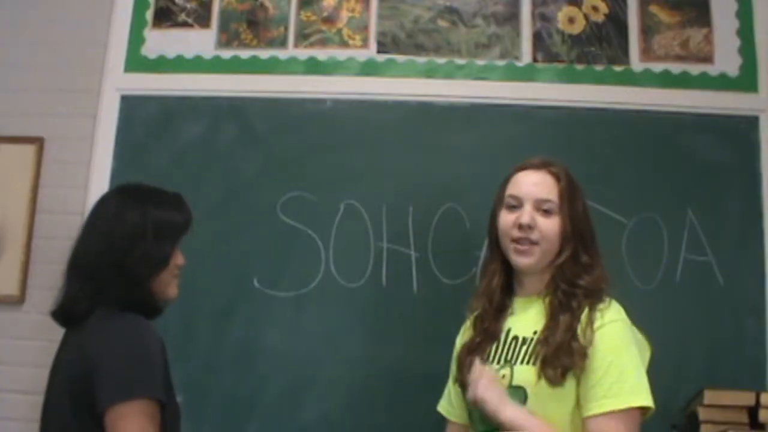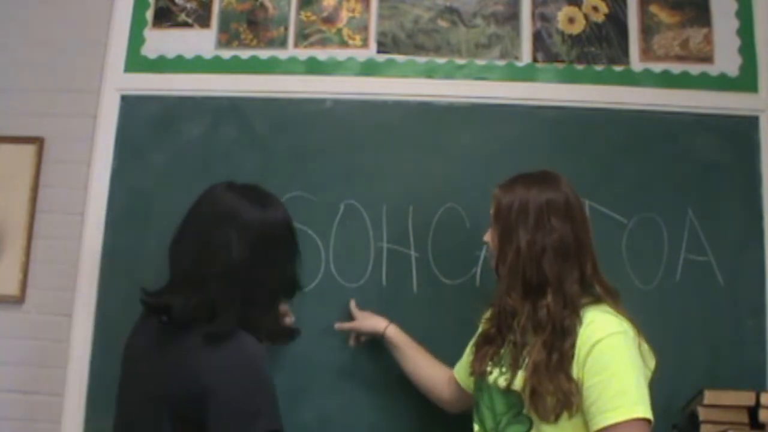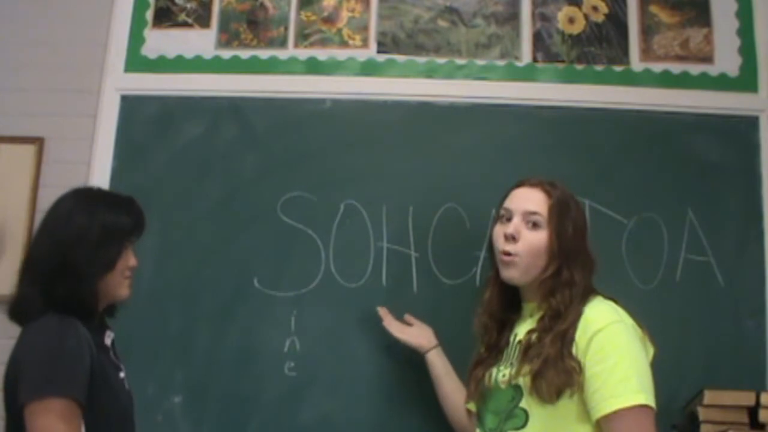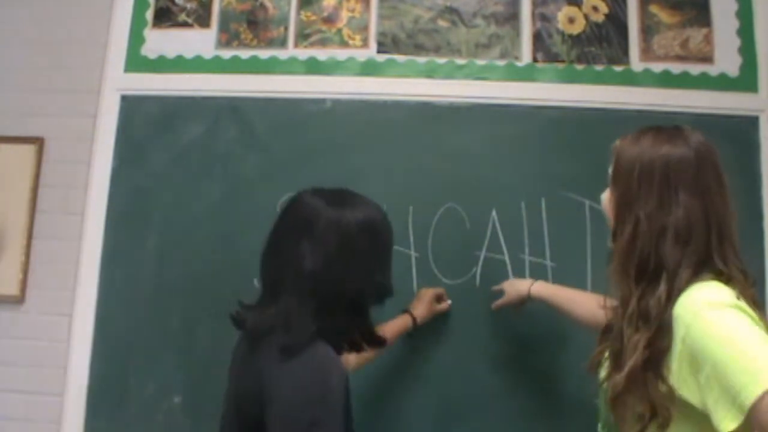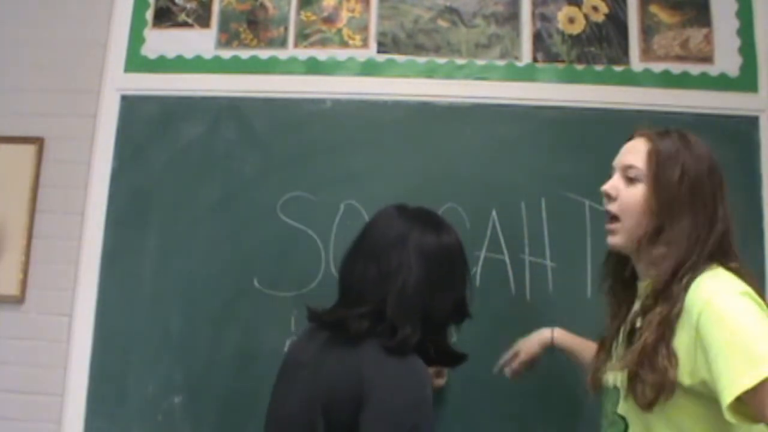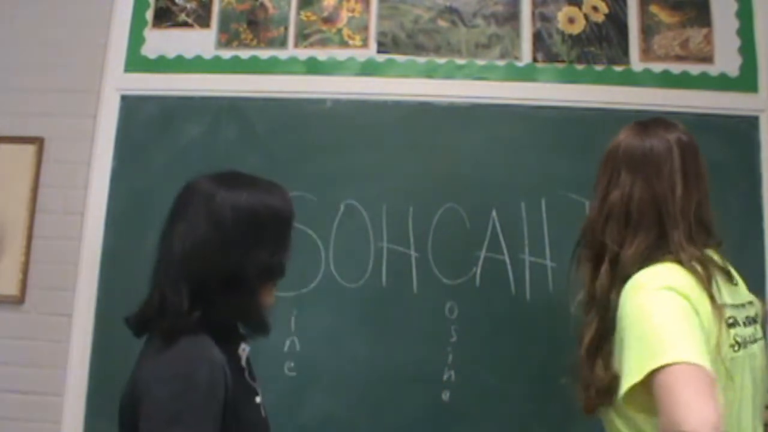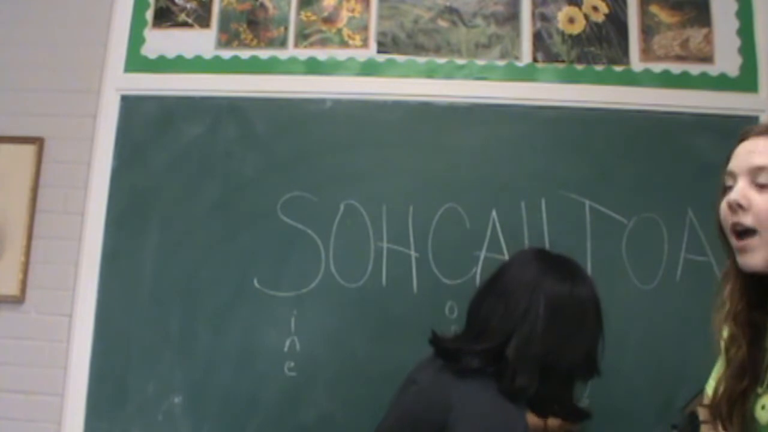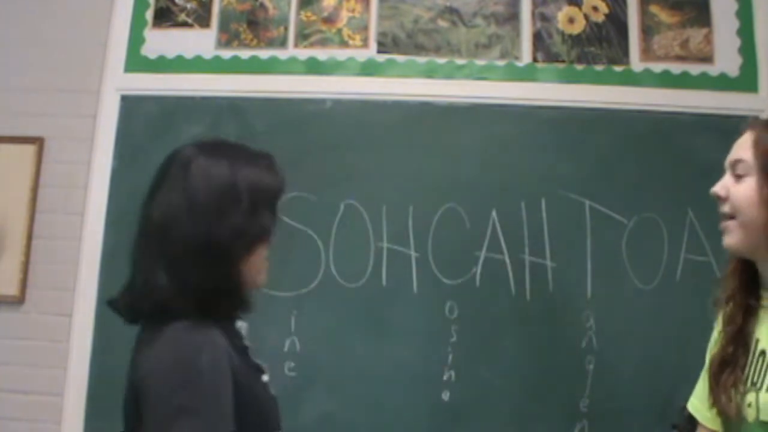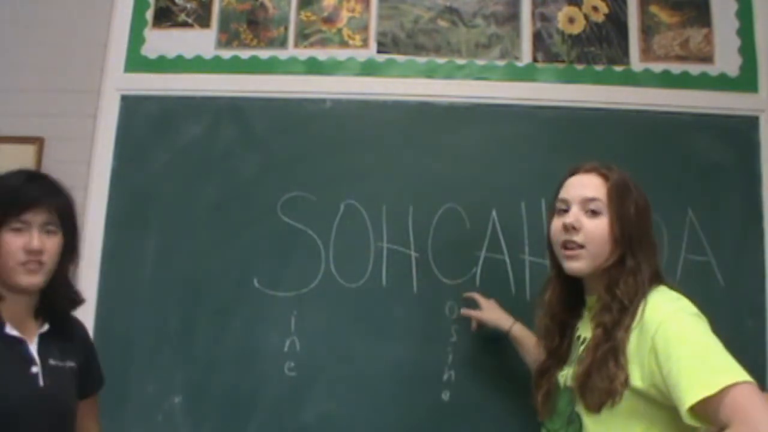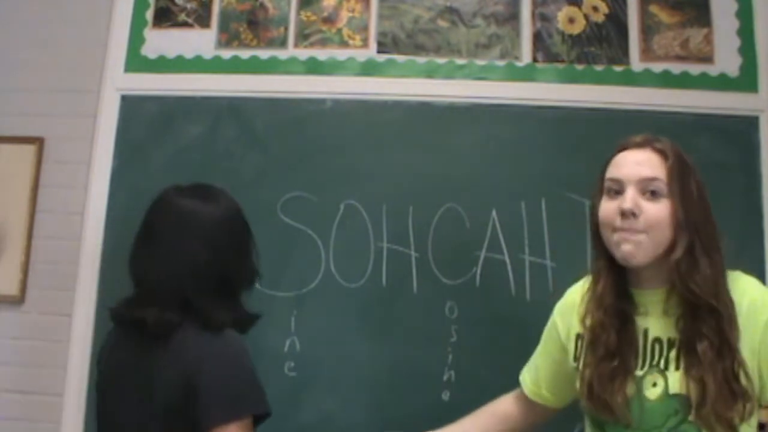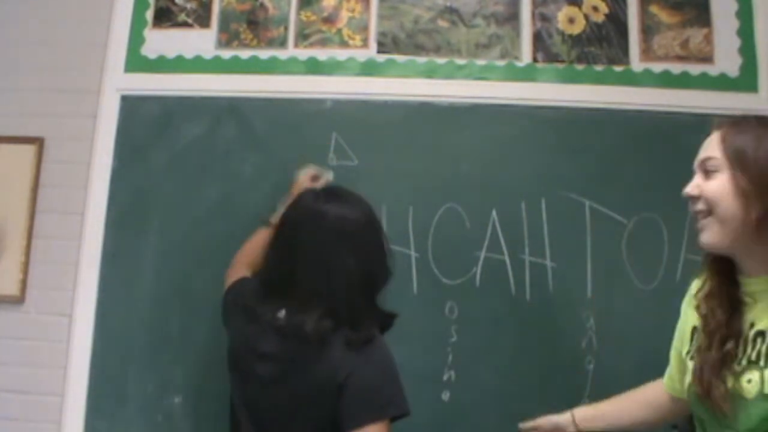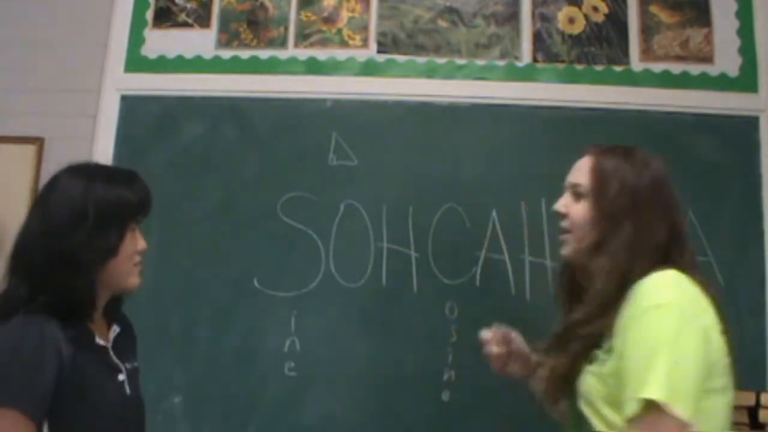Time to learn your trig functions. Sine is opposite over hypotenuse. Cosine, adjacent over hypotenuse. Tangent, opposite over adjacent. So what do you get from that? SOH CAH TOA. Say it with me. SOH CAH TOA. One more time. SOH CAH TOA.